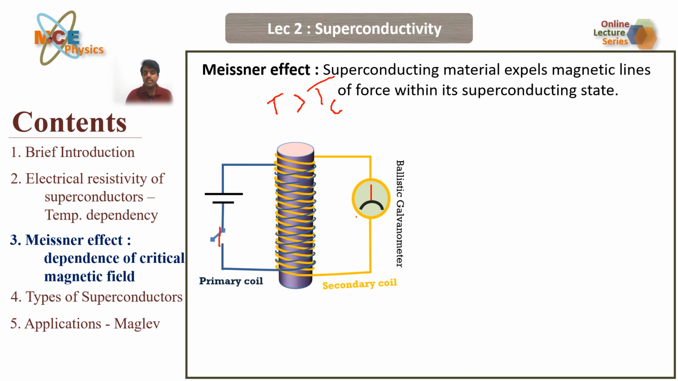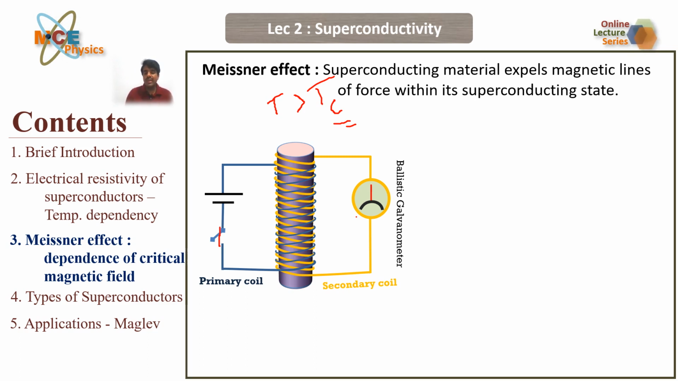When the plug key is pressed, the primary coil circuit is completed. Since it is connected to the power supply, there is current in this primary coil, due to which a magnetic field is produced around this coil, and that magnetic field will drive electron flow in the secondary coil. This is happening above the critical temperature. Soon after pressing the plug key there will be a deflection, but since the current through the primary coil is steady, the ballistic galvanometer deflection will also reach a steady state.